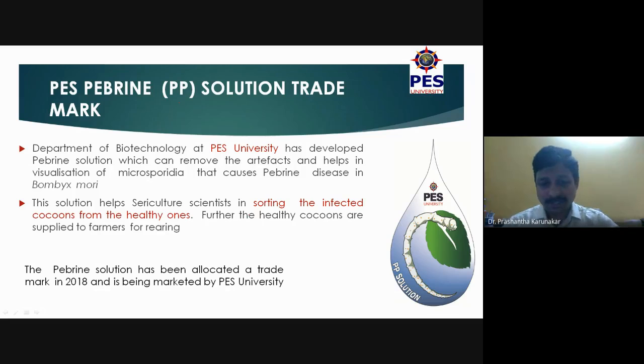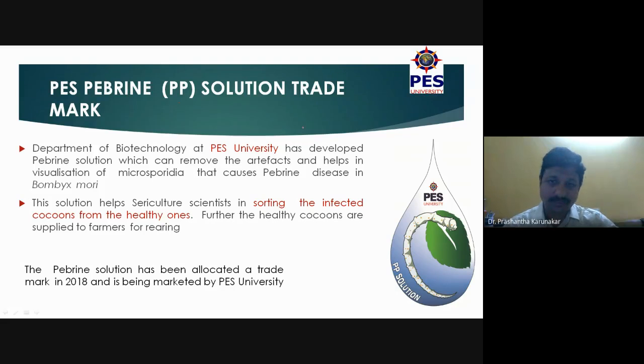This solution has now been allocated a trademark and is being marketed by PS University. We are selling it to most of the silk related organizations, even in North India, and it has given a very good result. That means it made life easy for identification of the spots and for discarding, and it also gave a commercialization angle for the university.